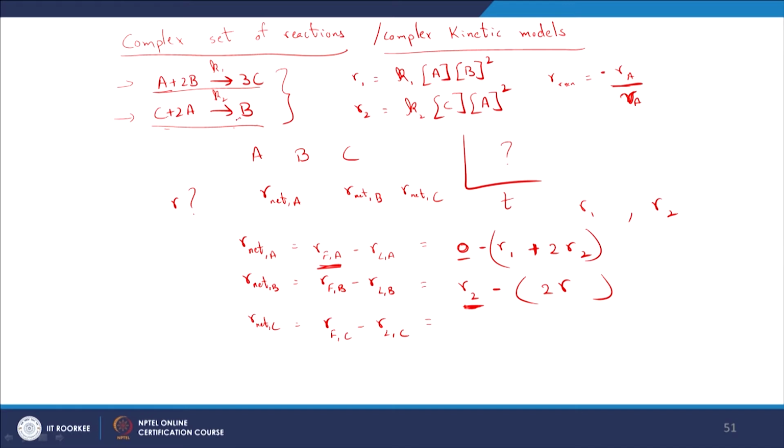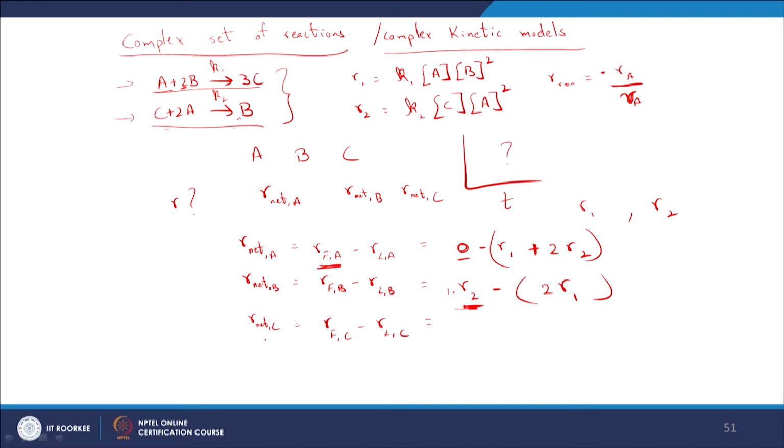Yes, and the stoichiometric coefficient is 1, so that's R2 there, just 1 times R2. And how is it being lost now? It's being lost through the first reaction, and it's 2 times because its stoichiometric coefficient is going to be 2, or is 2, pardon me.